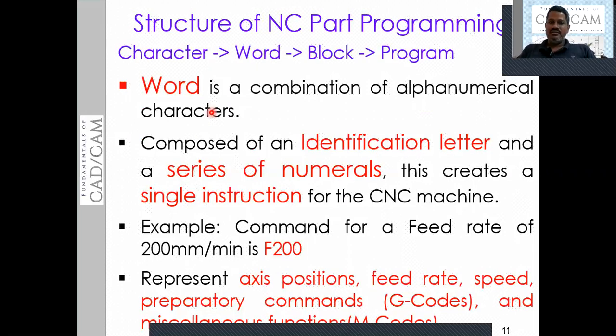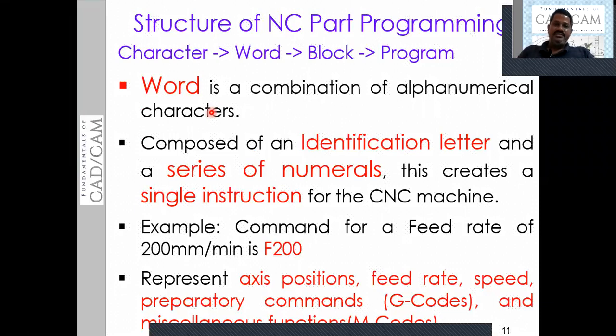What is a word? A word is a combination of alphanumerical characters. As I said just now, a character cannot have meaning. If a character is combined with a numerical value, it has some meaning, and in turn we are going to call that a word. So the character and the numerical value are combined together to form the word of the ANSI.